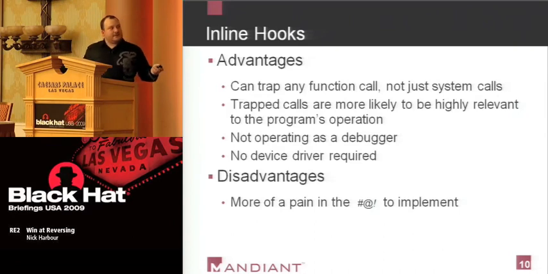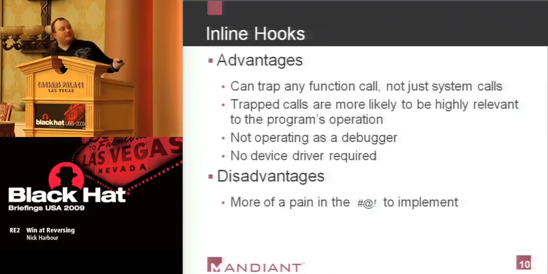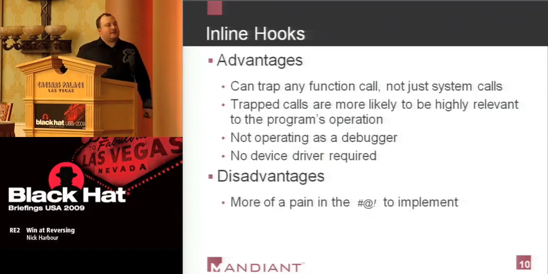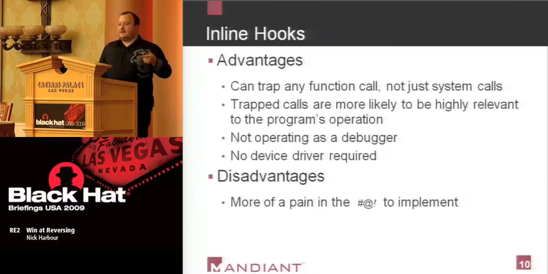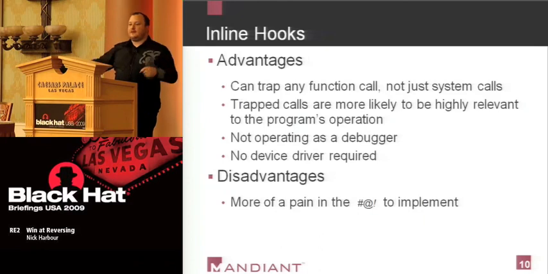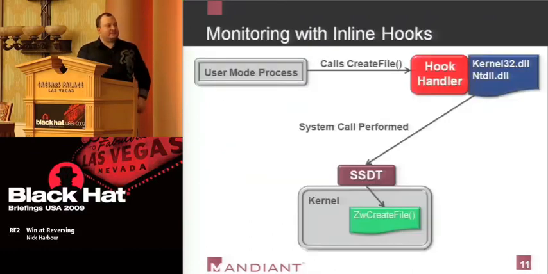And trapped calls are likely to be highly relevant to the program's operation. This is because, at least in my tool, I've implemented filtering so I can filter just for calls that originate from the executable, so I'm not getting recursive calls. If you call LoadLibrary, I'm not going to report back that it called CreateFile and MapViewOfSection and all that crap. I'm just going to tell you, hey, they called LoadLibrary, and that's it. So we get that information whittled down for you.